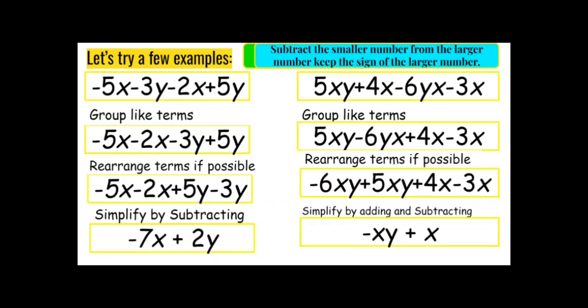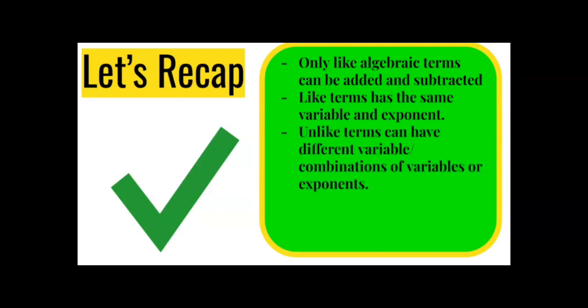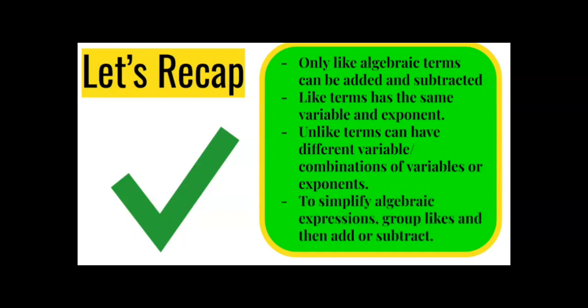So let's quickly recap what we would have done today. We looked at like and unlike terms. We said that only like terms can be added and subtracted. We said that like terms have the same variables and exponents. Unlike terms can have different variables and or combinations of variables or different exponents. And we said that to simplify algebraic expressions, all we need to do is to group the like terms and then add or subtract.